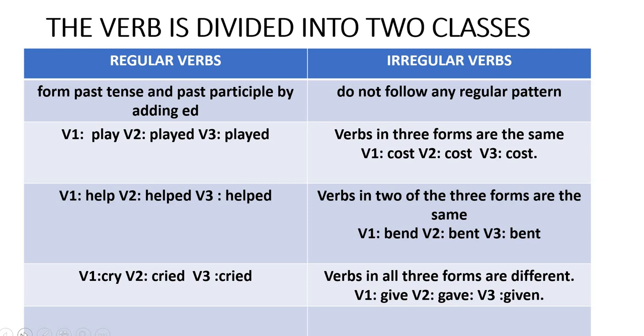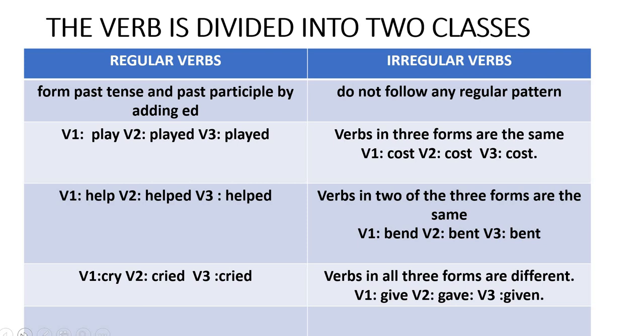Take another one. Verbs in which all three forms are different. For example, the word give is the present form, gave is the past tense form, given is the past participle form, where all three forms exist as three different forms. So verbs in a regular pattern are different from verbs in an irregular pattern. Irregular verbs are verbs that do not follow any regular pattern.